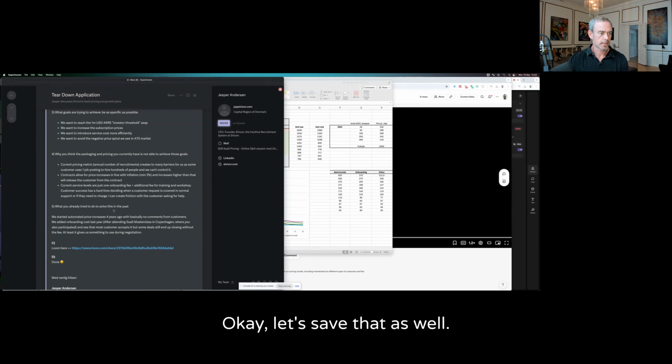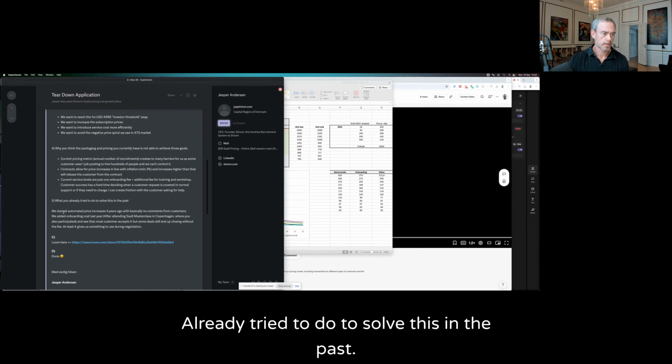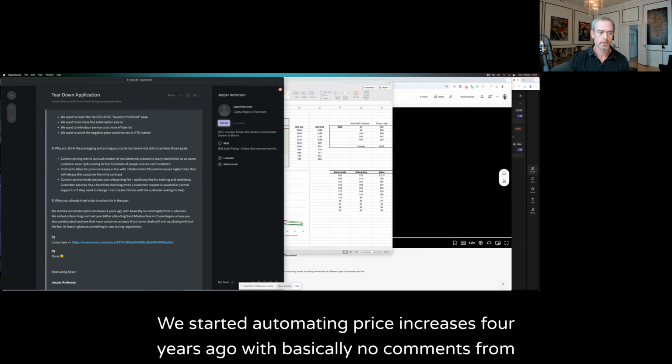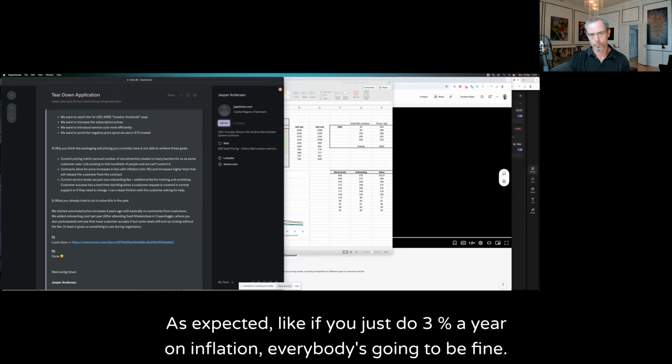Okay, let's save that as well. What have you already tried to do to solve this in the past? We started automating price increases 4 years ago with basically no comments from customers, as expected. Like, if you just do 3% a year or inflation, everybody's going to be fine.